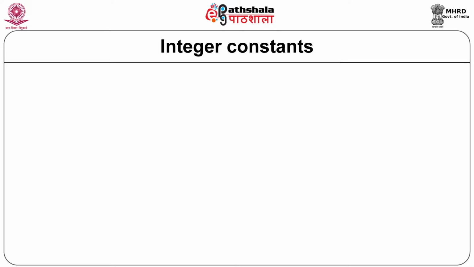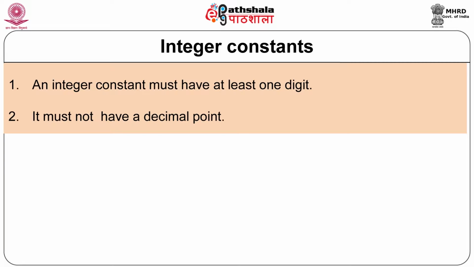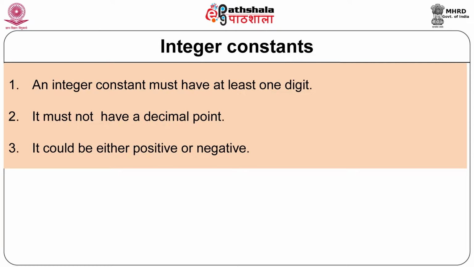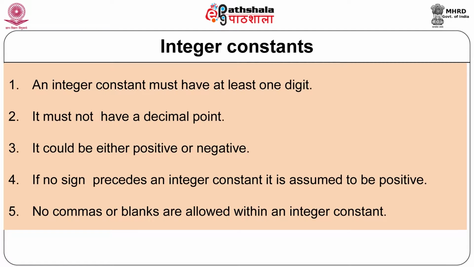There are certain rules given for defining an integer constant in a C program. An integer constant must have at least one digit. It must not have a decimal point. An integer constant could be either positive or negative. If no sign is given to the integer, it is a positive integer. It means the default sign of an integer constant is positive. No commas or blanks are allowed within an integer constant.